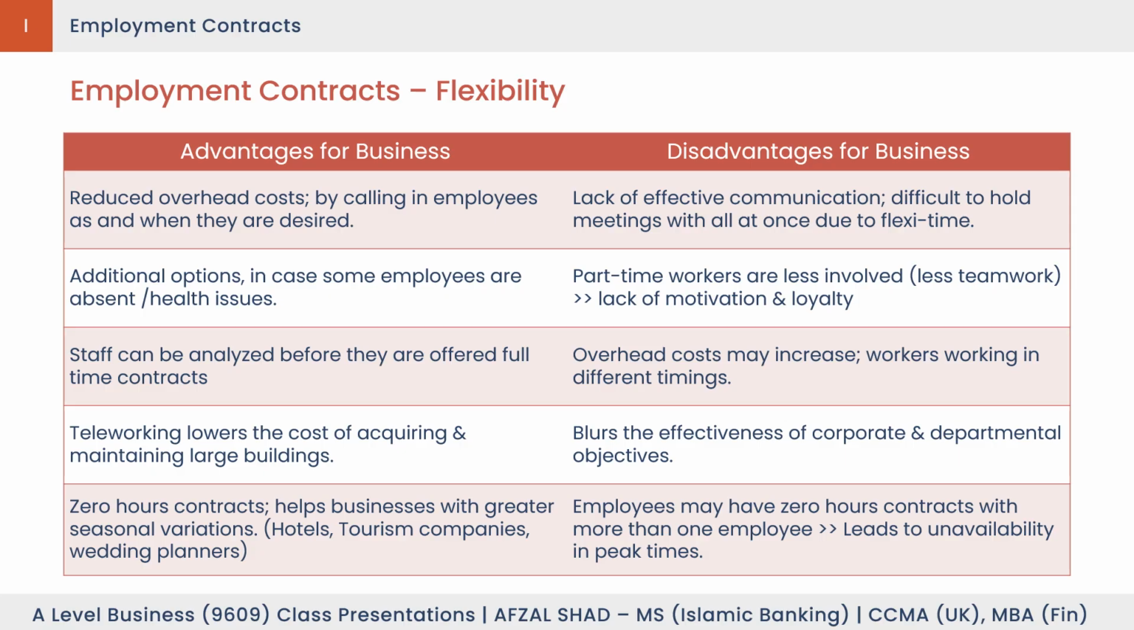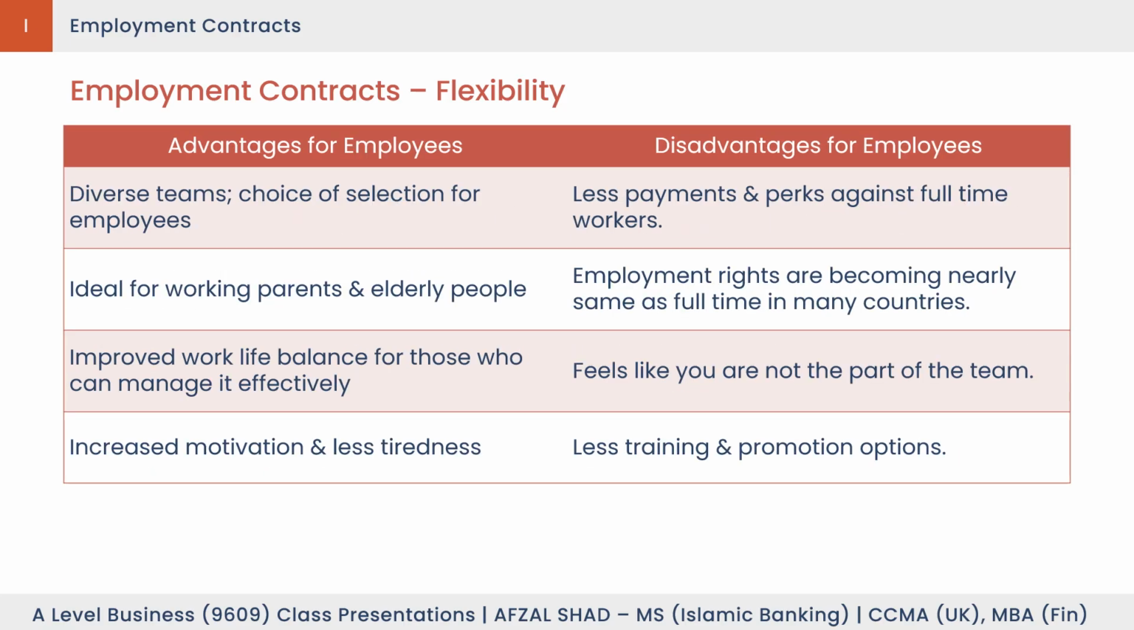So this is basically the end of the employment contracts, but let's quickly go through the advantages for the employees and disadvantages before closing it. So for the employees, when we're working in diverse teams, that means the choice of selection for the employees is increased. An employee can come in the mornings, or in the evenings, whenever they want. The choices are increased for the employees.